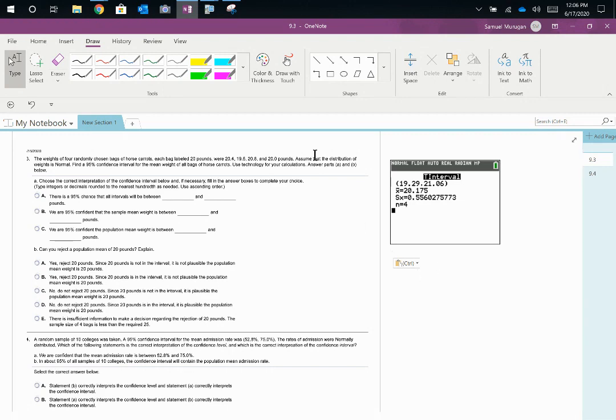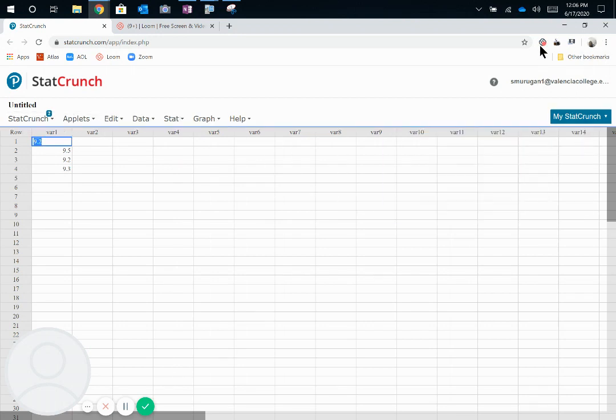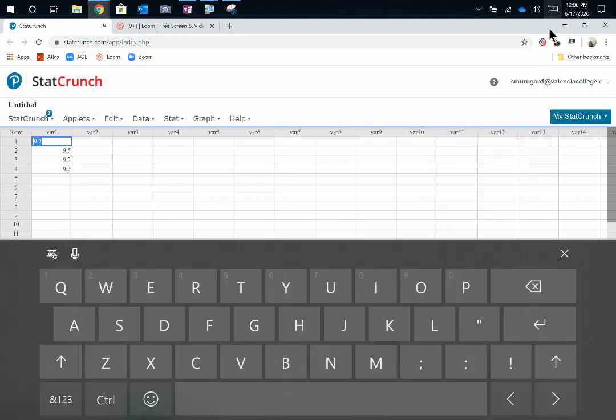And then I also want to do this once again in StatCrunch to make sure you guys can also do this in StatCrunch if you want to. So I'm going to go ahead and add numbers in here. Keyboard. 20.4.